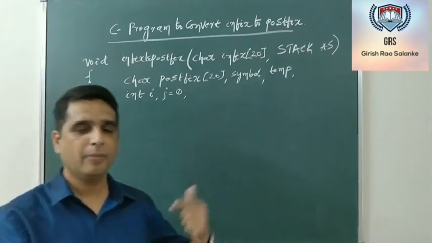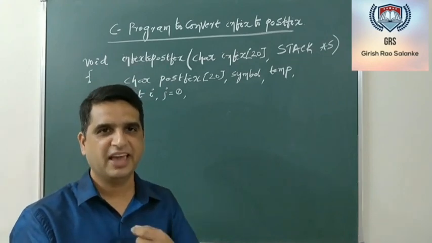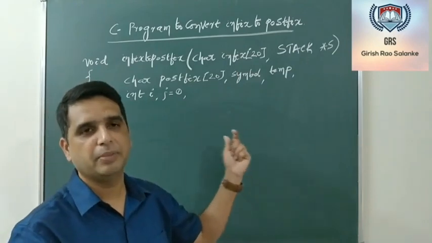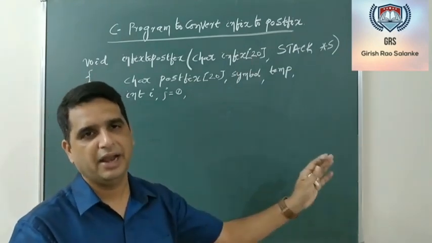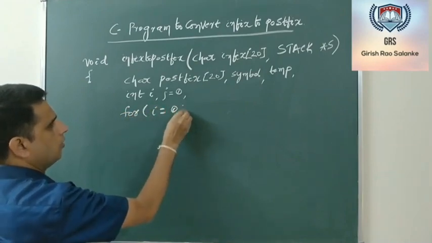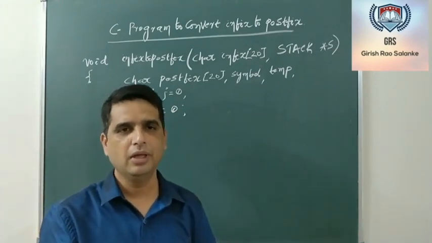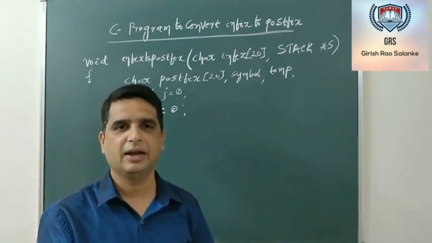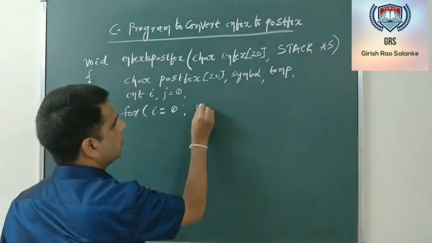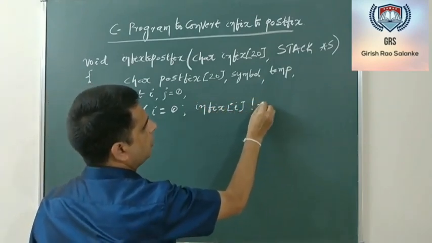Now, going back to the previous video wherein we discussed the algorithm, what was the first step? The first step of the algorithm was to scan the given infix expression from left to right. So infix is a string. I need to read that string from the beginning until the end. So I will take a for loop. For i is equal to 0, because the string index starts with 0 and the end of the string is denoted with the null character. So for i equal to 0, infix of i not equal to null character.